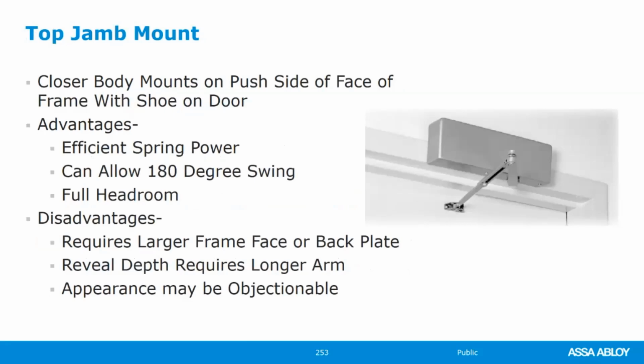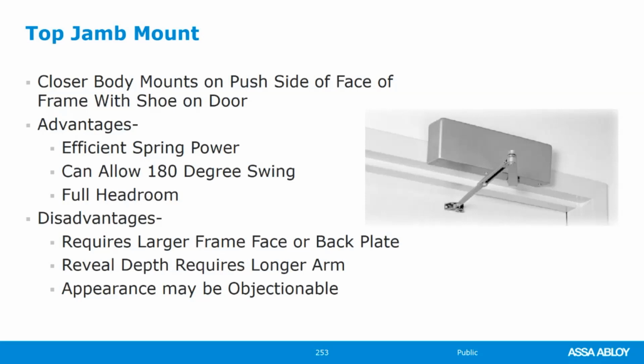Our other option is our top jam mount. It's almost as efficient as the regular arm mount. This is mounted on the push side, where the closer itself is mounted on the face of the frame. The shoe of the arm is mounted on the face of the door on the push side. It allows for full headroom. The closer is up out of the opening completely. The door can allow 180 degrees of swing. You might, depending on the manufacturer of the closer, need a back plate behind that because a standard 2-inch face frame might not have enough area for the screws to mount through.